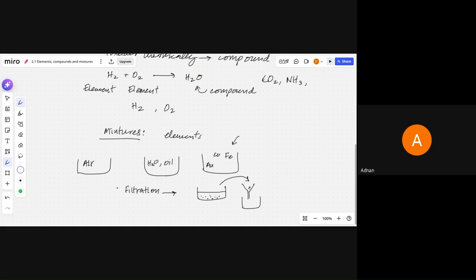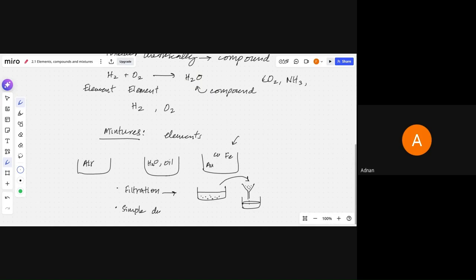Sand particles will be trapped here. They will not be able to pass through the filter paper, and clean liquid water will be collected here. So what we just did, we separated sand, a solid, and water, a liquid, using this separation technique, which we call filtration. Another separation technique is called simple distillation.